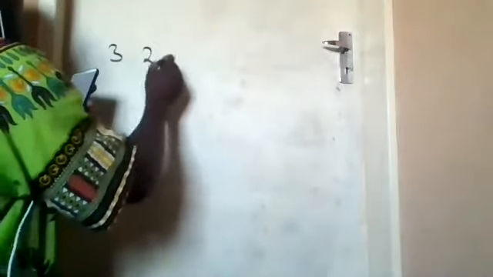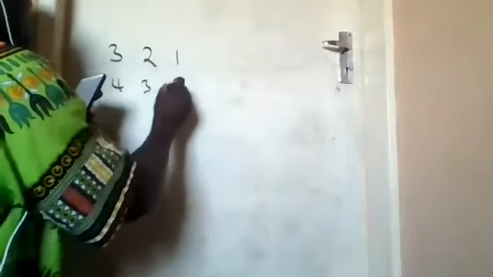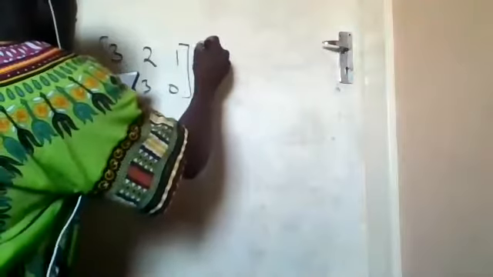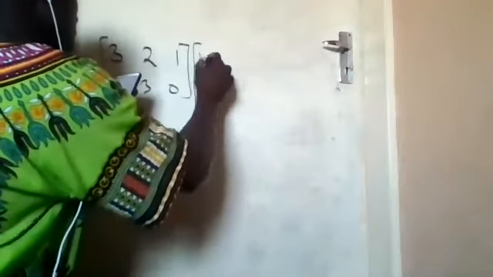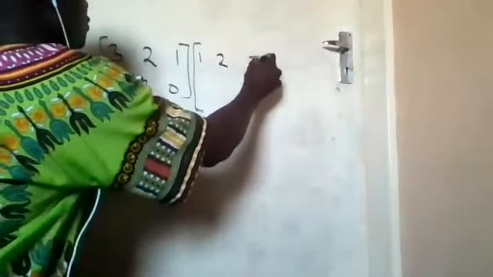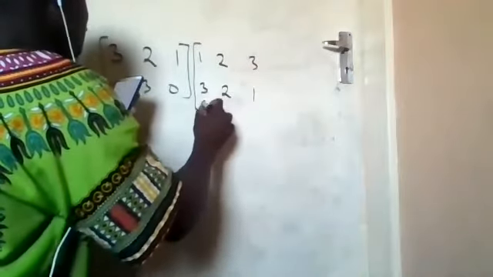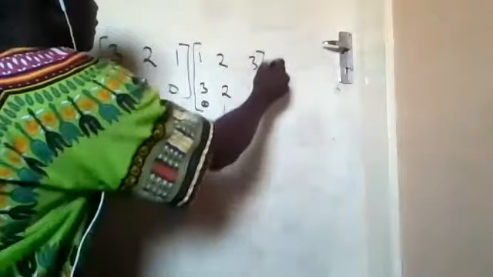So what is our A? Our A is 3, 2, 1, 4, 3, 0. And then we are multiplying with the matrix 1, 2, 3, 3, 2, 1, 0, 1, 0.